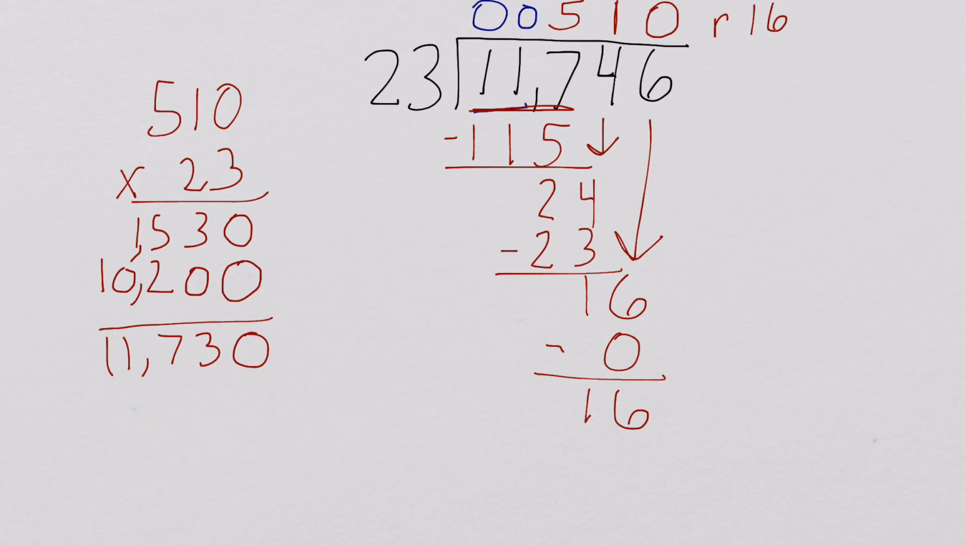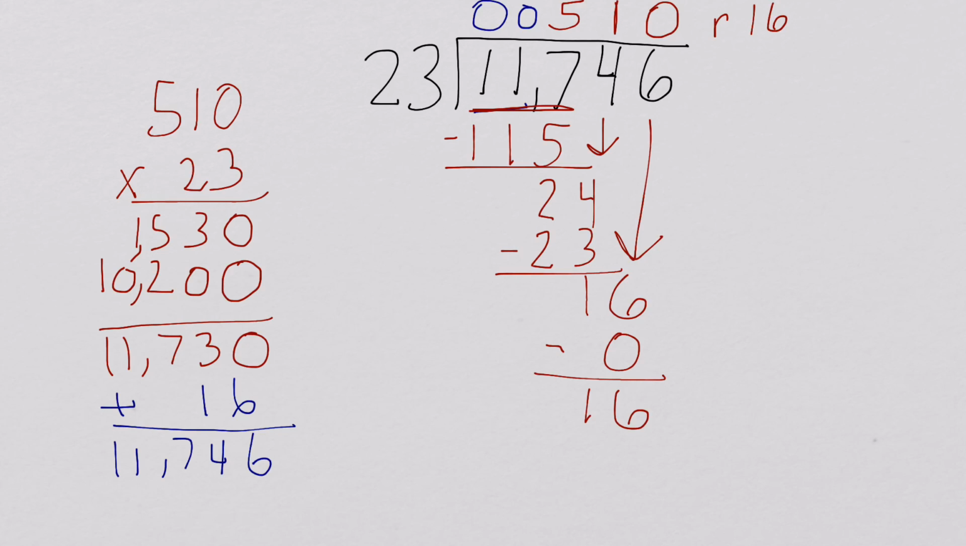We have 11,730, but we wanted 11,746. Don't forget about the remainder. When we have a remainder, we have to add that back in after we do our multiplication when we're checking. So if we add 16, 6 plus 0 is 6, 3 plus 1 is 4, everything else stays the same. And there we have it, 11,746. So that's how we divide with double-digit divisors.